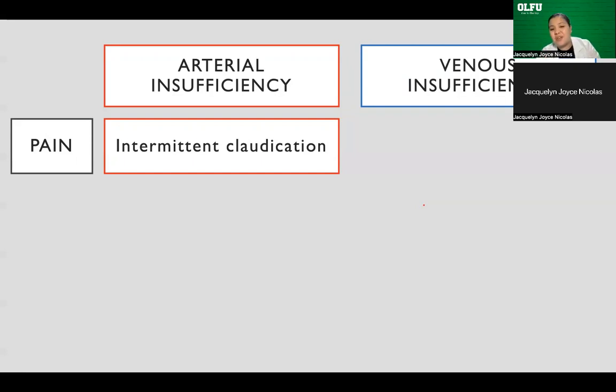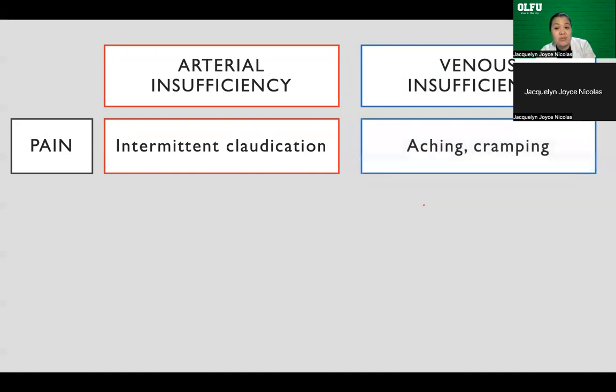Now, for venous insufficiency, do they have that? Actually, they don't. Okay? They don't have intermittent claudication. But there is continuous aching and cramping. Ibig sabihin, with or without activities. With or without movement, there will always be pain and there will always be cramping. Okay, that's one significant difference between arterial and venous insufficiency.